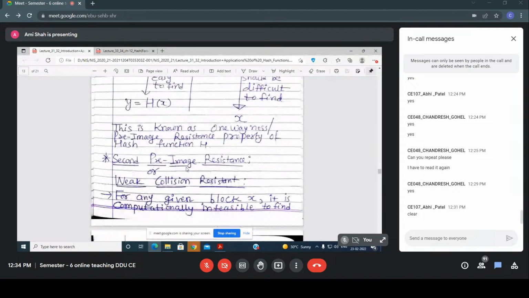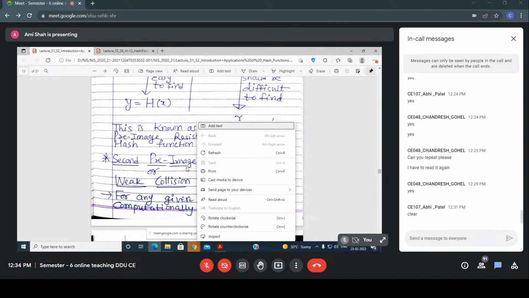Now, what about the second pre-image resistance, or the weak collision resistance? Just wait, everyone. The second pre-image or weak collision resistance.